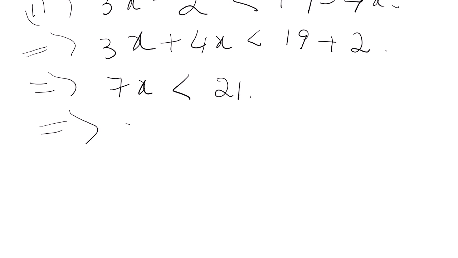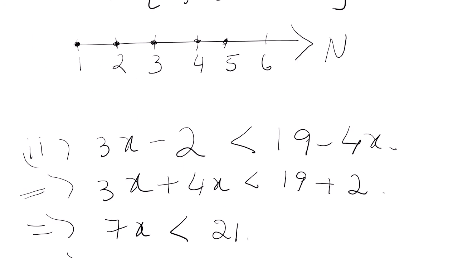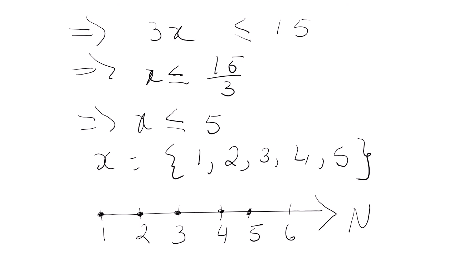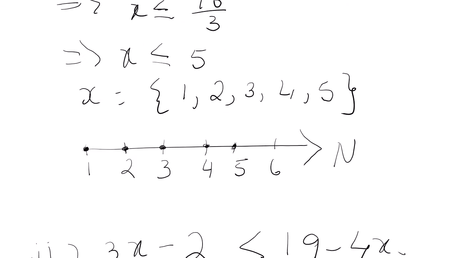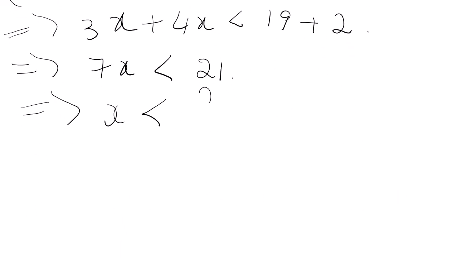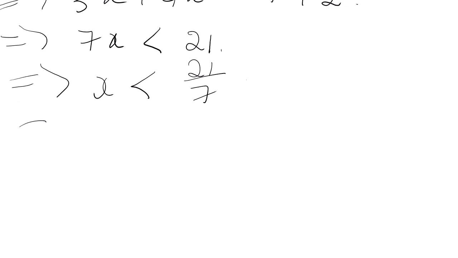So this implies x is, you are dividing by a positive number, so it will not change. No reversal of the inequality because you are dividing by a positive number. Same thing here also. Here to get x, we divided by positive number 3. That is why no reversal of the inequality. So here also x is less than 21 upon 7, implying x is less than 3.